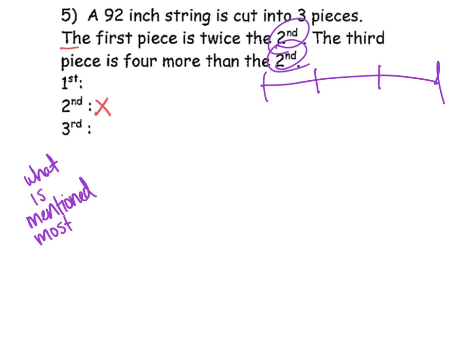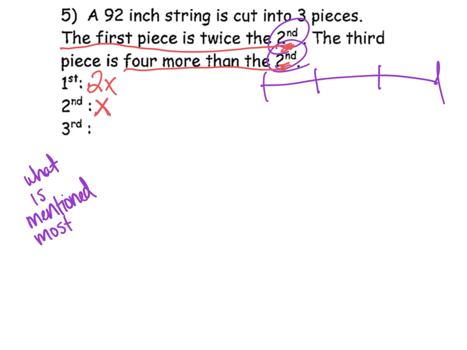So I read my sentence. The first piece is twice the second. The third piece is 4 more than the second. I keep going back to the second. I keep talking about the second. So that's what we have to compare everything else to, because that's mentioned the most. Now let's do the math. First piece right here is twice the second. Well, the second is X, so how do I write twice the second?